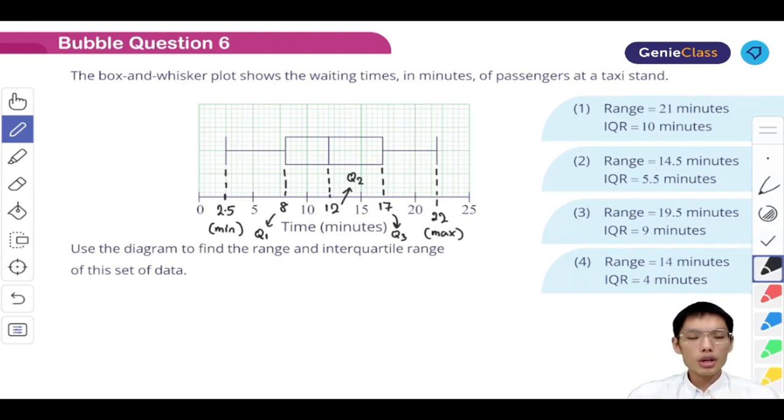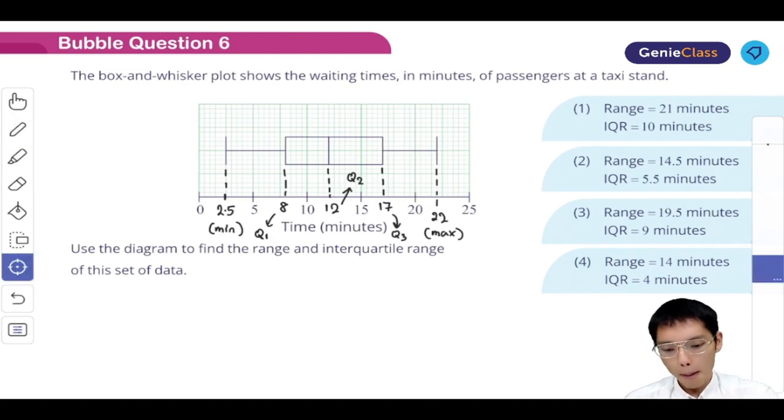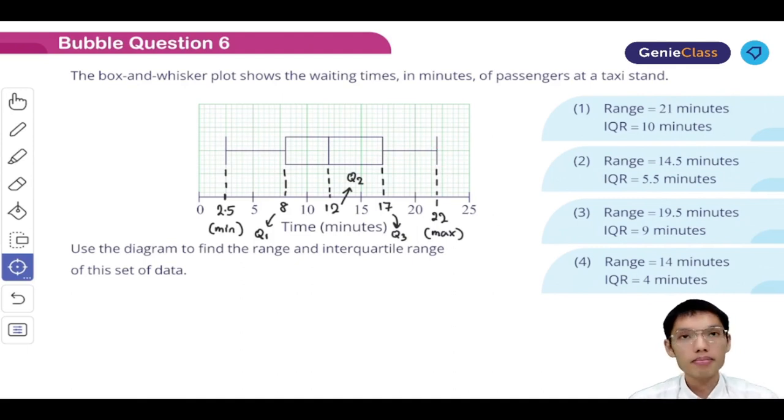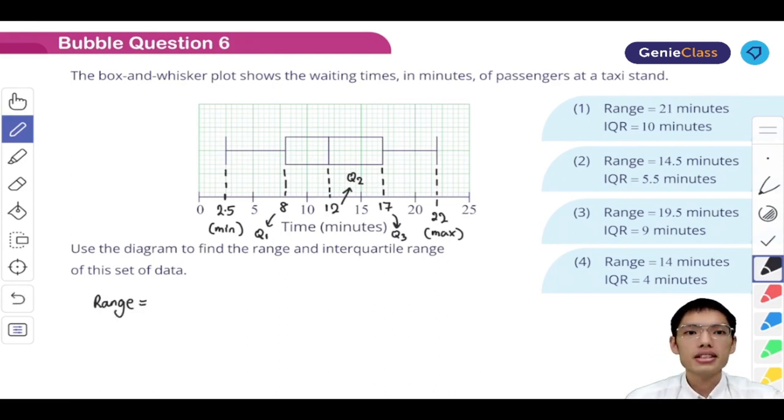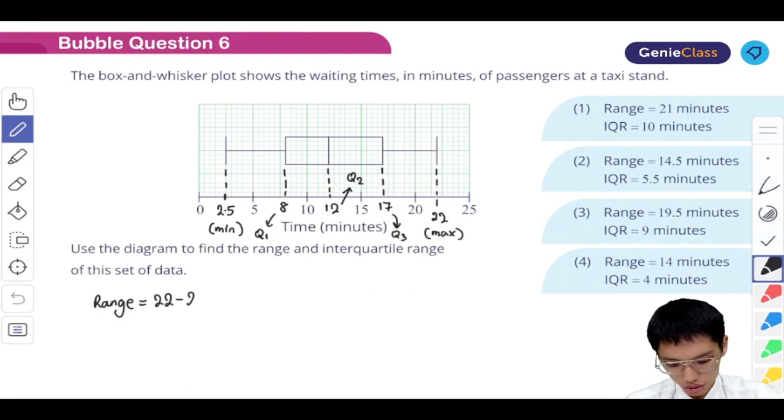So recall this is how we read our box plot. This is always going to be the case. My extreme ends, minimum, maximum. The other not so extreme ends, Q1, Q3. In the middle, it's Q2. So once you have it, the formulas I recapped previously. Range is none other than my maximum minus minimum. So that's where I have 22 minus 2.5.